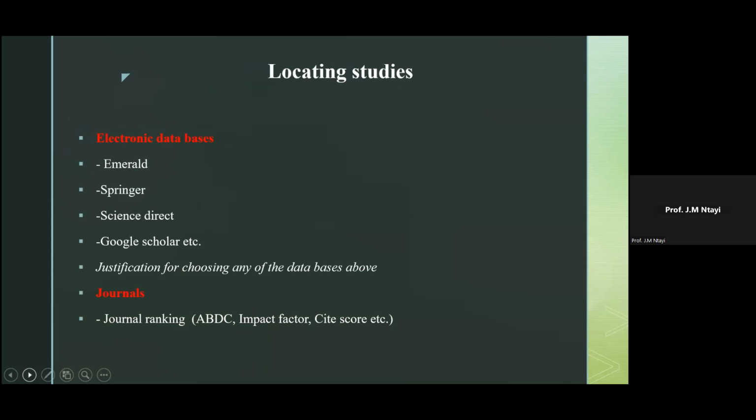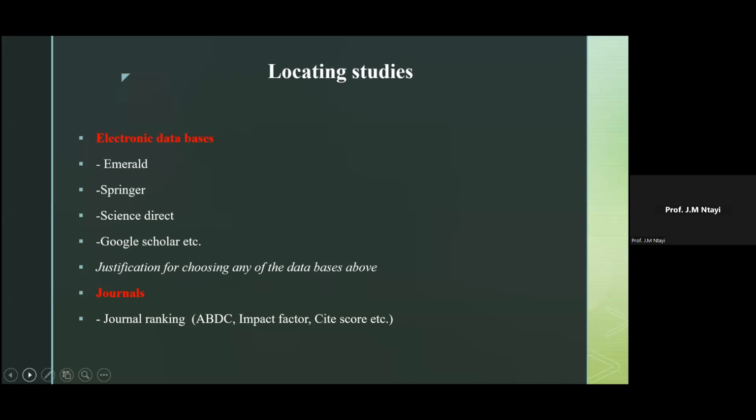The first thing I have put here is the electronic databases, which the professors talked about. What are these electronic databases? Of course, these are databases that contain publication houses. At some point, I will show you what I'm talking about. If you go to Emerald, Emerald is a database. When you go to Springer, Springer is a database. When you go to Science Direct, Science Direct is a database. This is where you do your search and see whether what you are interested in is found in those areas.